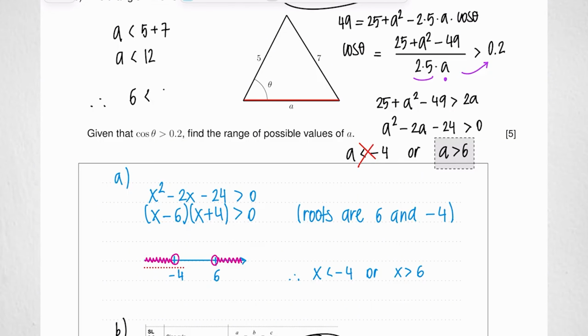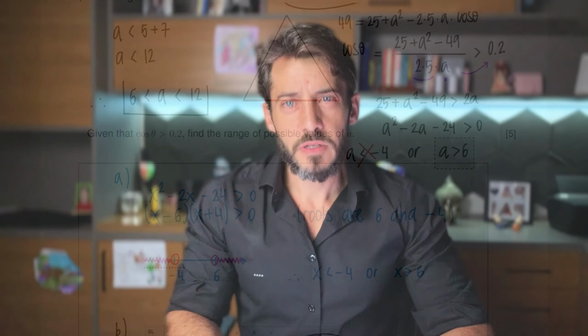Therefore, the final answer is actually this. A is in between 6 and 12. Now let's jump to exercise number 5, which is not that tricky. We just need to do it once just to remember, which is a cumulative frequency graph. Sometimes it shows up, although it's not quite common.